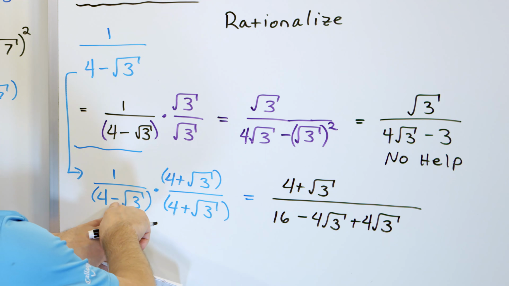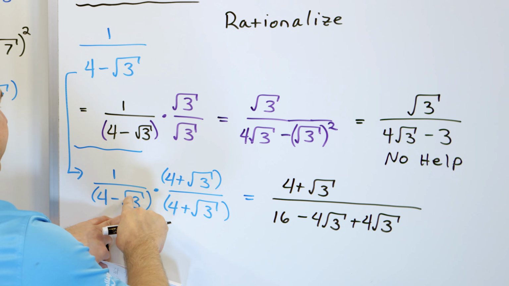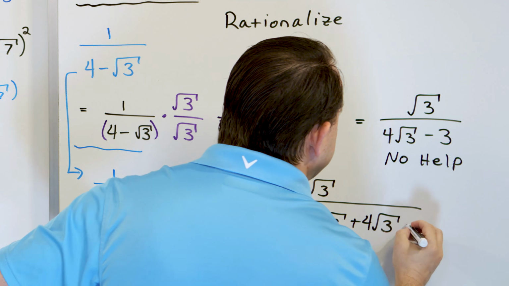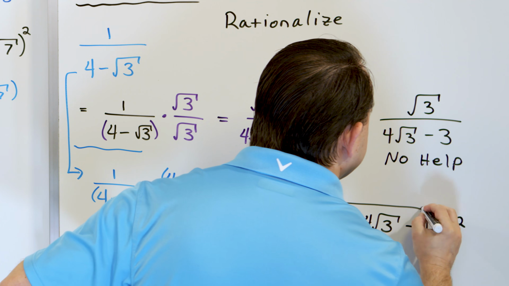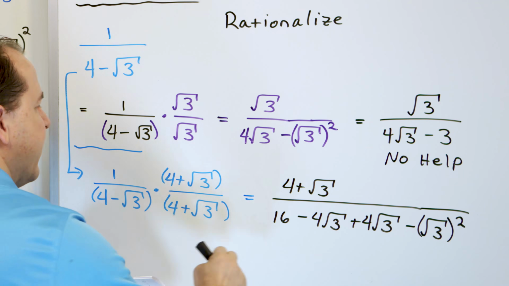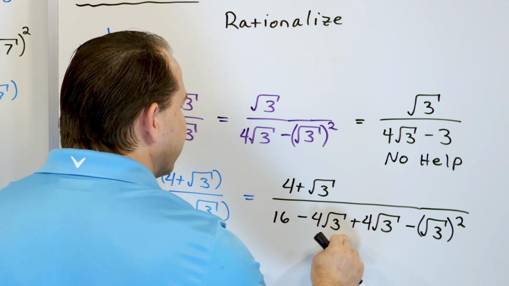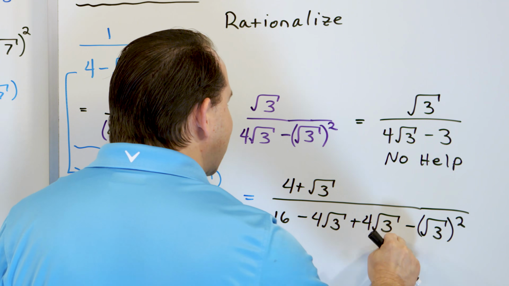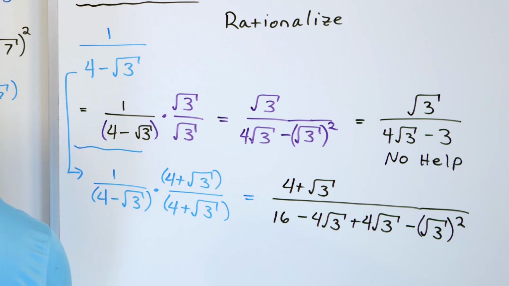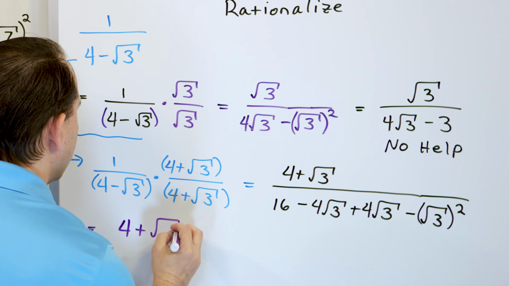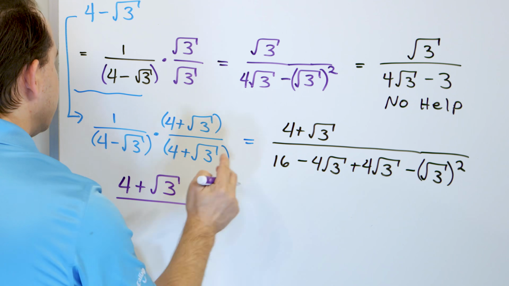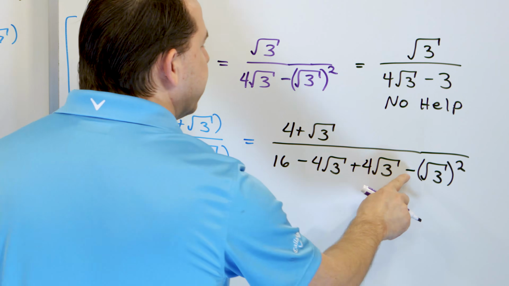And then the last, I have a negative, so it's going to be negative the square root of 3 times the square root of 3. So it'll be negative square root of 3, and let's write it as quantity squared, because that's what it is. Now notice what happens here. This negative 4 times the square root of 3 plus a positive 4 times the square root of 3 makes that drop away. And so what I'm going to end up having is 4 plus the square root of 3 on the top. On the bottom, I'll have the 16, and here will be a minus sign.